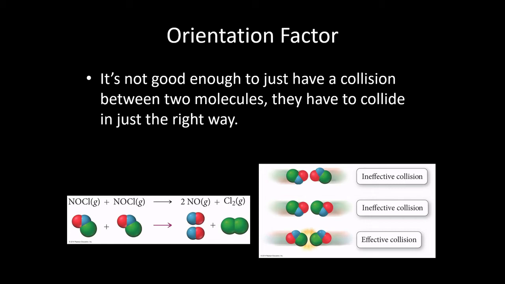So there's an example given here of NOCl, and it reacts with another NOCl. There is only one orientation of the molecules that results in a reaction occurring. So if the oxygens bump into each other, or if chlorine bumps into an oxygen, or you could even imagine these flipped a little bit so that the nitrogens bump into each other, none of those modes of collision have even the possibility of getting a reaction. The only kind of collision that could possibly yield a reaction is if the two chlorines bump into each other.